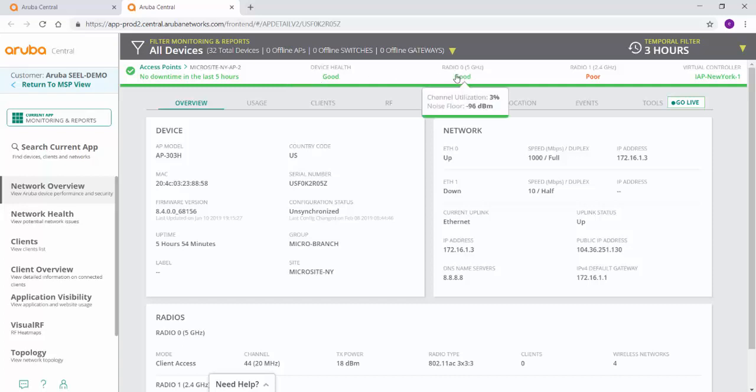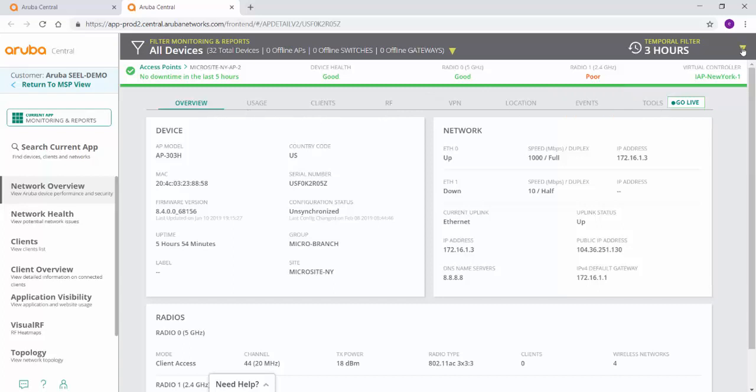The radio is good, okay? We know that there is a high noise floor, but we also know that there is very low channel utilization, so it's not having an impact on clients, so we can disregard that. But there is a potential issue on the 2.4 spectrum, and that is because we have high channel utilization coupled with a high noise floor that could be impacting the client's ability to have a strong connection to the network.